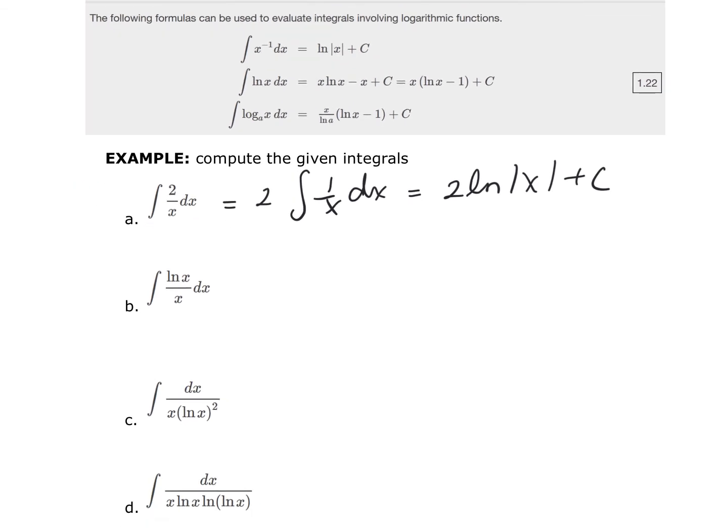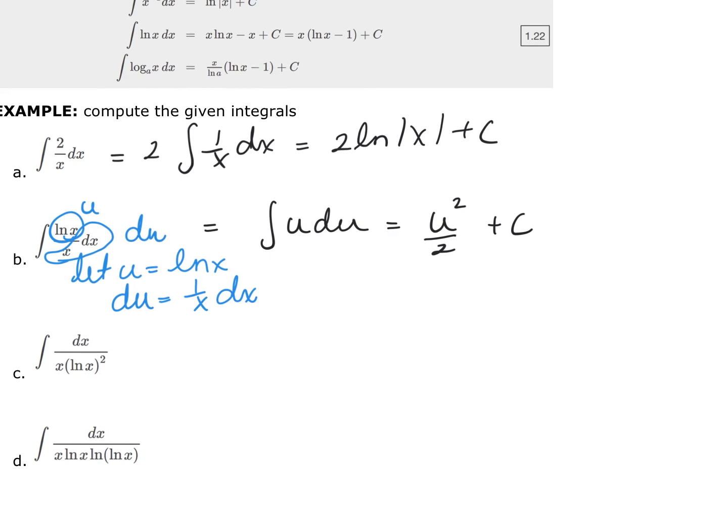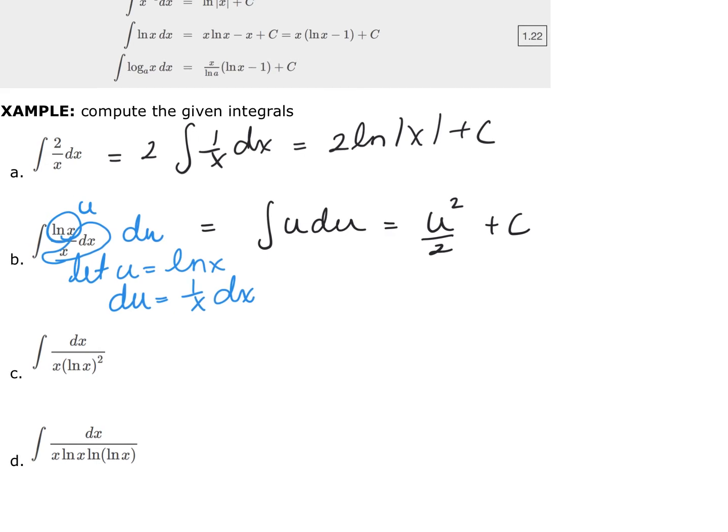And this one I'm going to do by a u sub. I'm going to say, hey, let u equal the natural log of x. That means du is equal to 1 over x dx. Now this becomes du, this becomes u. So then this is just the integration of u du, which integrates to u raised to the 2 divided by 2 plus c. But I'm not integrating u, I'm integrating natural log of x. So this becomes the natural log of x, the quantity squared, divided by 2 plus c.